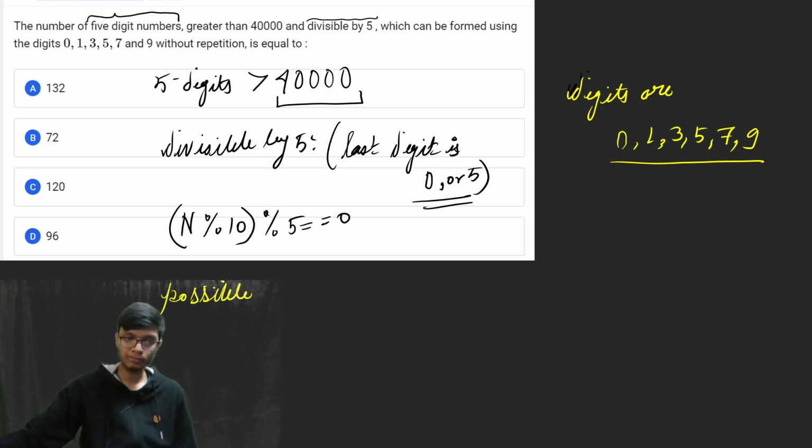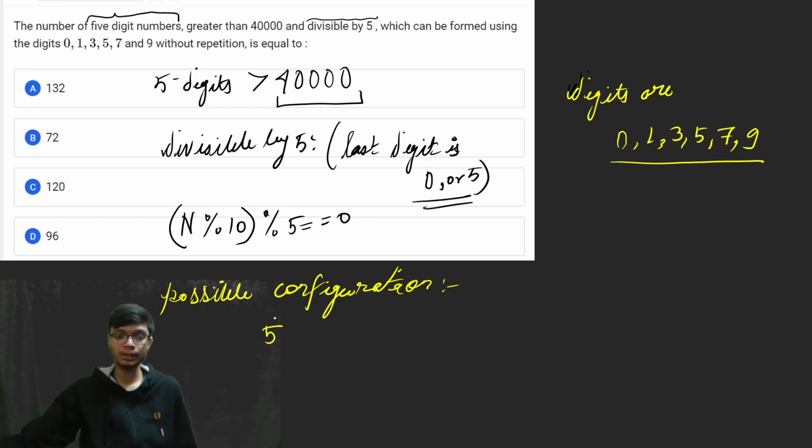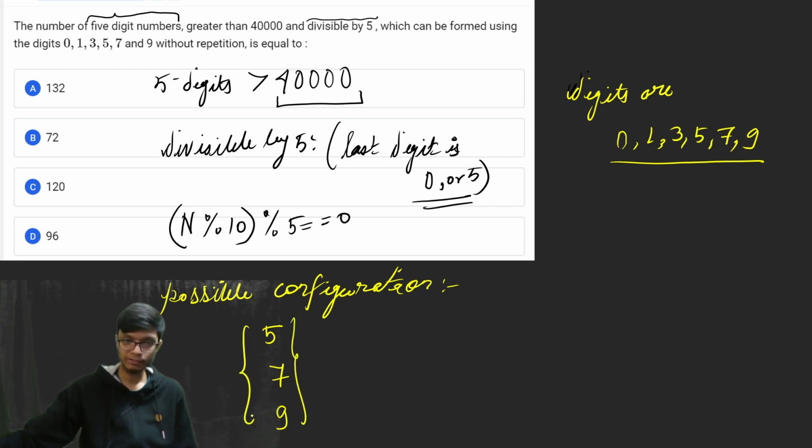What are the possible configurations of numbers? The number will have the first digit starting with 5, 7, or 9. If the first digit is 1 or 3, it is not a possible case, because the number must be greater than 40,000. So these are the possible cases for the first digit.